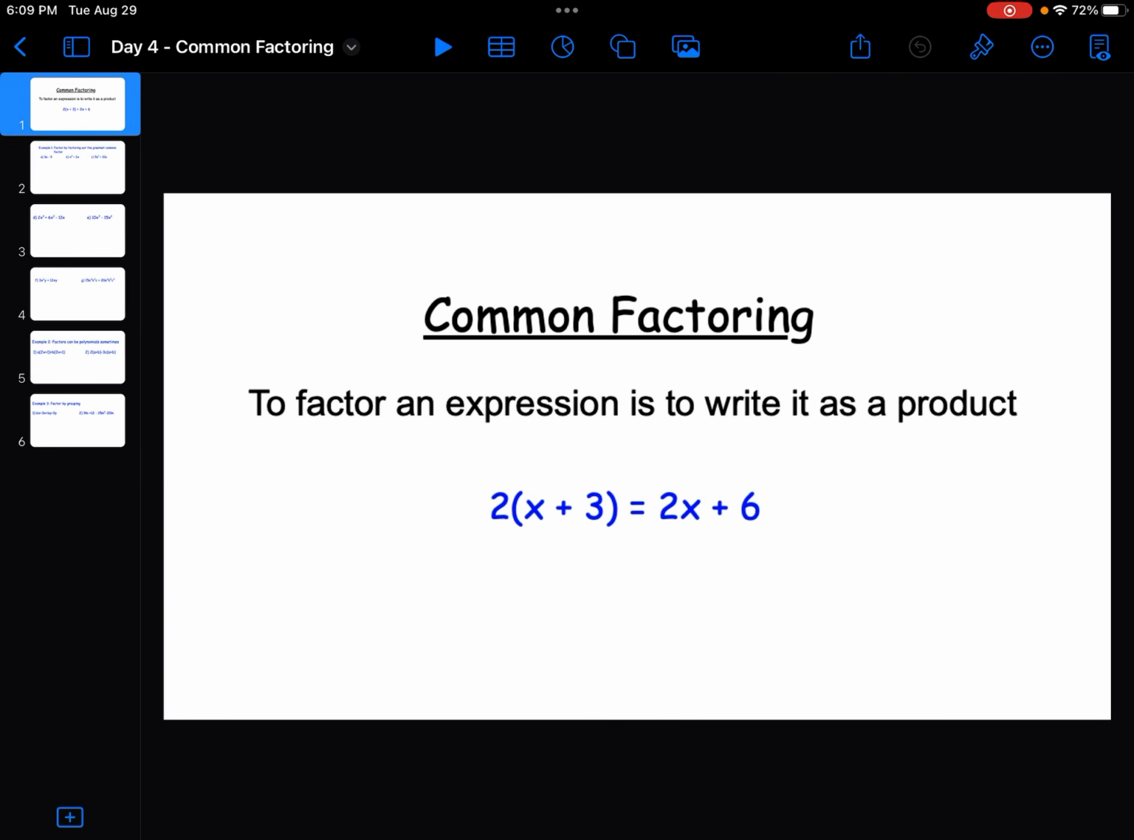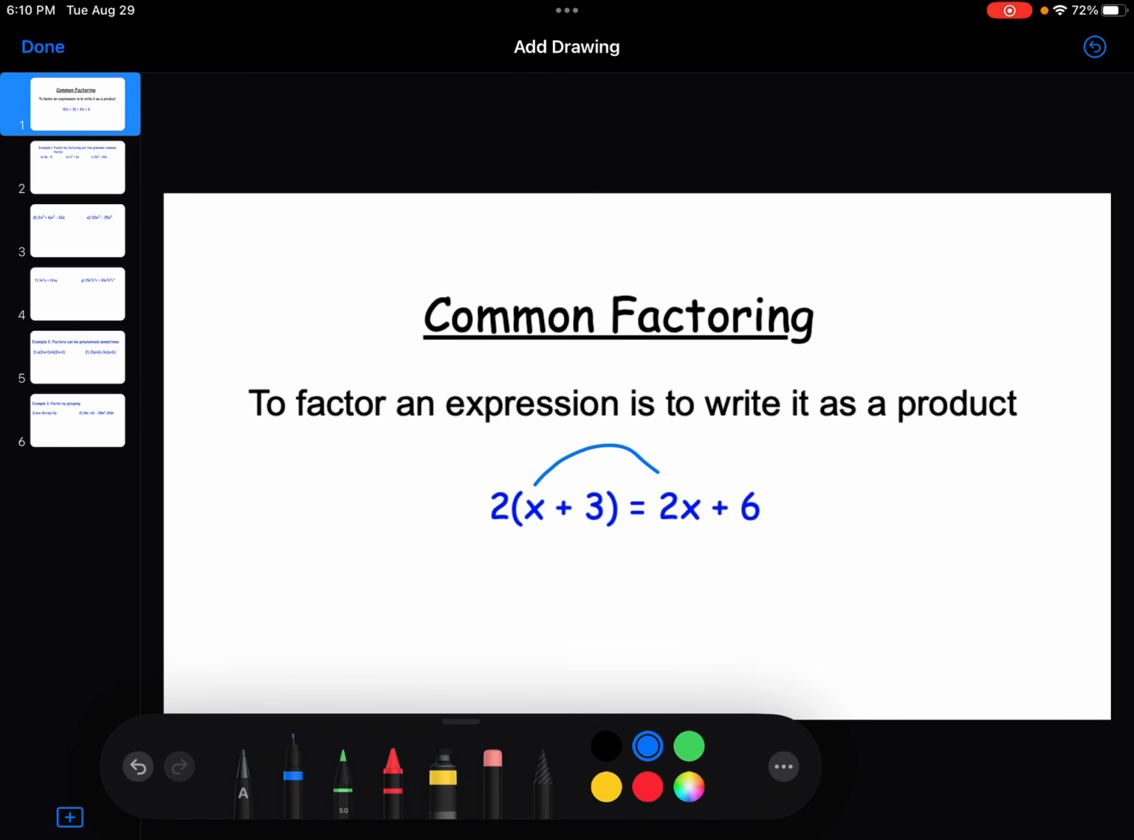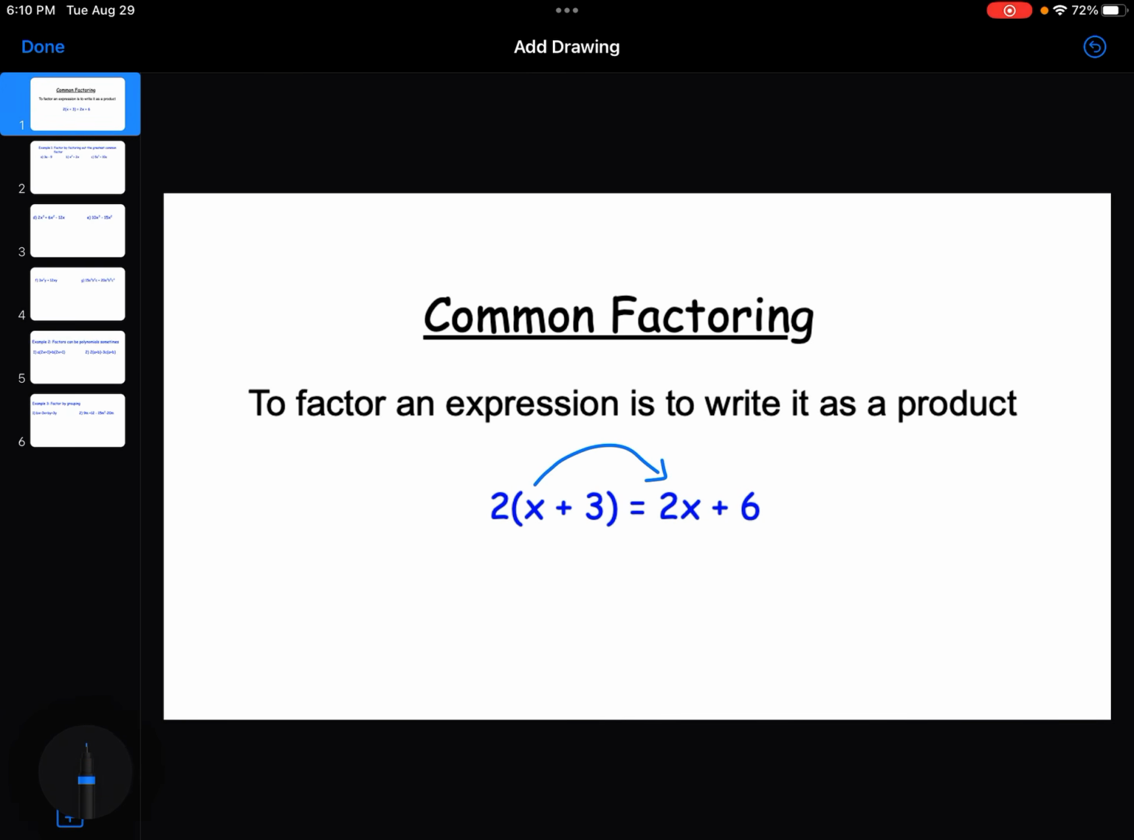When looking at factoring, what we have to remember is that when I look at an equation like this, to go from 2 times x plus 3, we've expanded out. So this is expanding. So factoring is actually just the opposite. So we're going the other way.